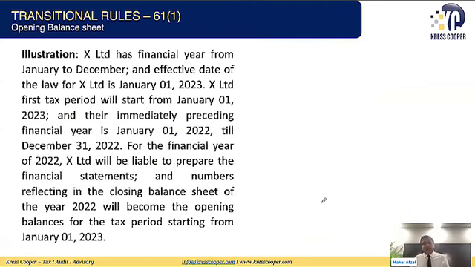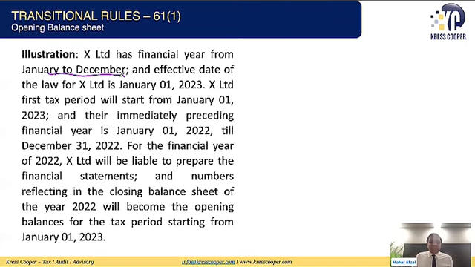So this is the same example that I discussed on our previous page. X Limited has a financial year from January to December. This is their financial year. And the effective date of the tax law for X Limited is 1st of Jan 2023. X Limited's first tax period will start from 1st of Jan 2023, and their immediately preceding financial year is 1st Jan 2022 till December 31st 2022.